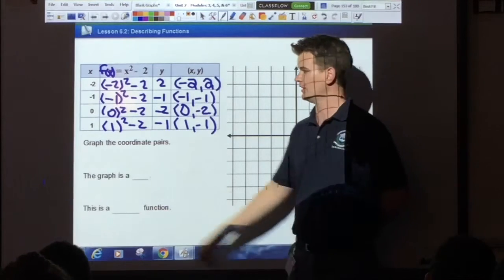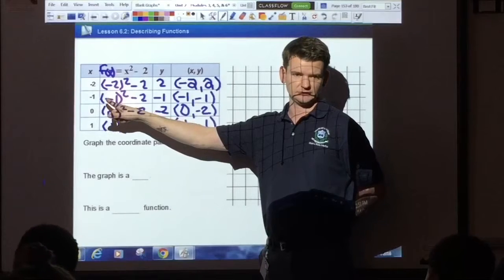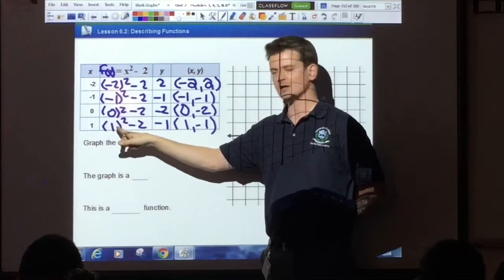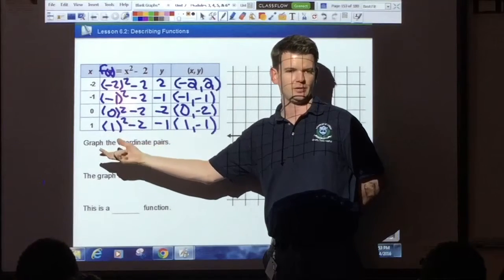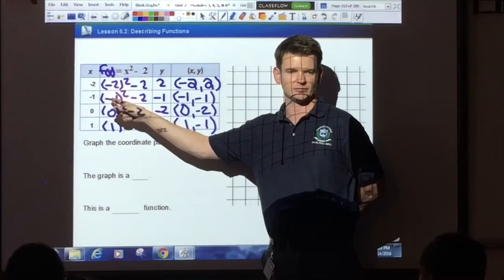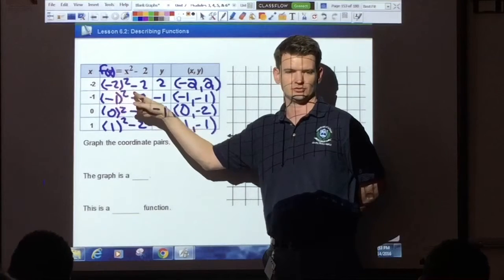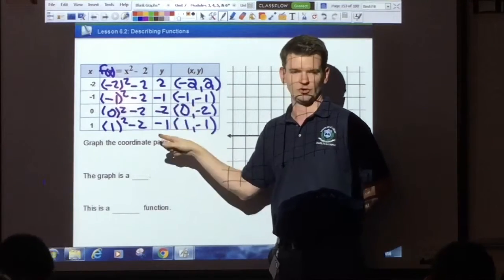How did I get negative 1 twice? Because when I square a number, it's always going to be positive. If I square a positive number, 2 positives make a positive. If I square a negative, 2 negatives make a positive. So really in both of these, I'm just subtracting 2 from 1, and I get negative 1 and negative 1.